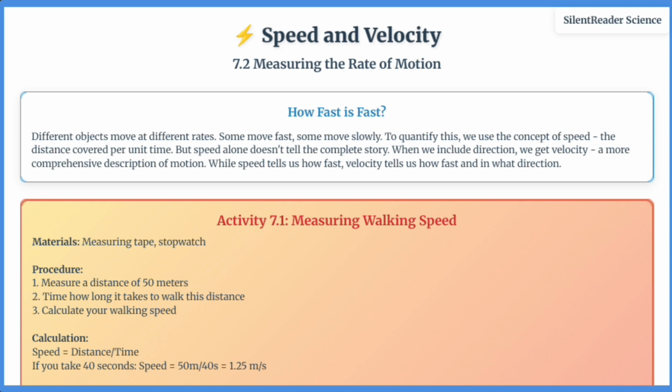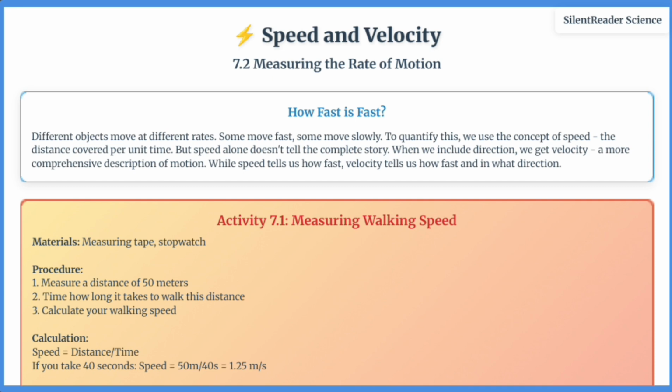Now let's explore speed and velocity, the measures of how fast objects move. Speed tells us how fast, while velocity tells us how fast and in what direction. We calculate average speed as total distance divided by total time. The walking speed activity helps us understand these concepts practically.